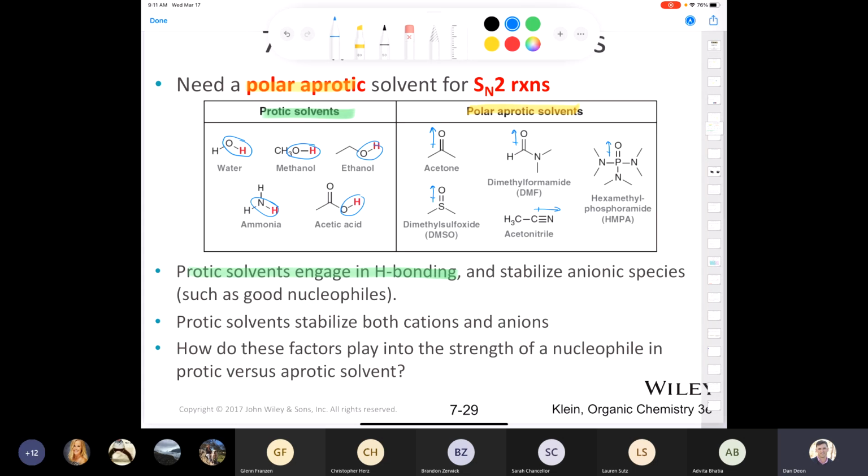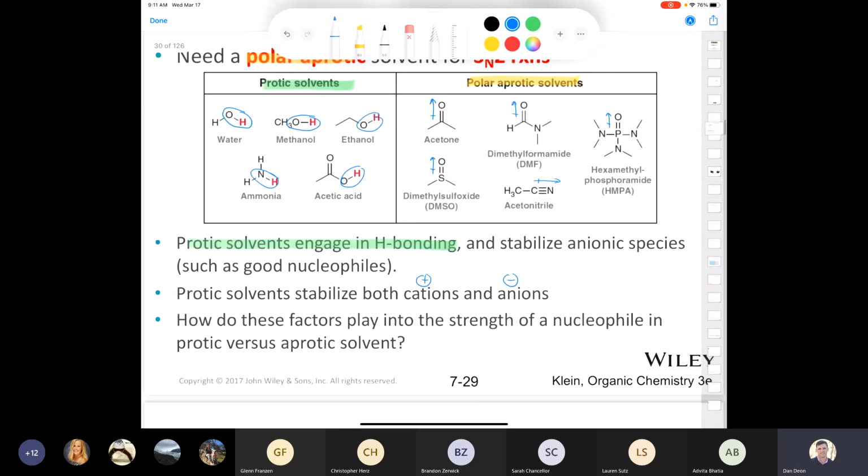All right, so protic solvents, that are, again, on this side. The protic solvents can stabilize both a cation and an anion. Now, why would that be? Well, we'll take a look at that. And we'll answer how the properties of polar protic solvents and polar aprotic solvents affect the nucleophilicity, or the strength, of a nucleophile.